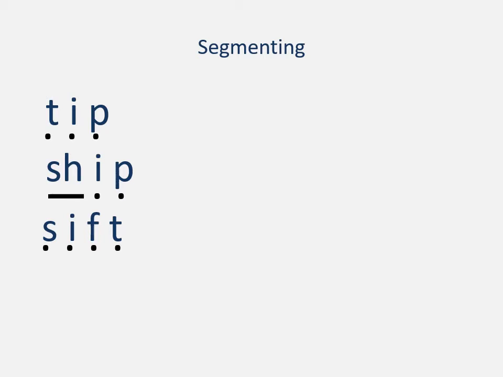Lastly, thrift. Thrift. How many sounds can we hear? Th, i, f, t. There are the letters, that's how we spell the word, and the sounds are th, i, f, t. The T and the H make th.